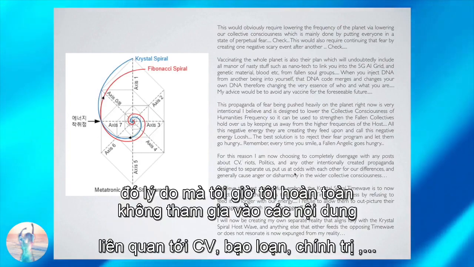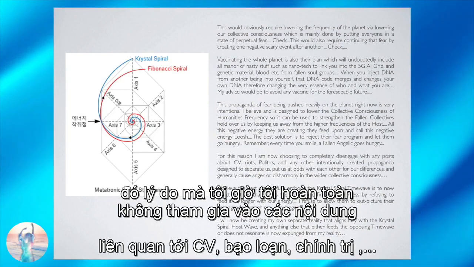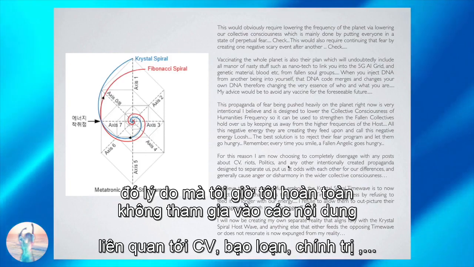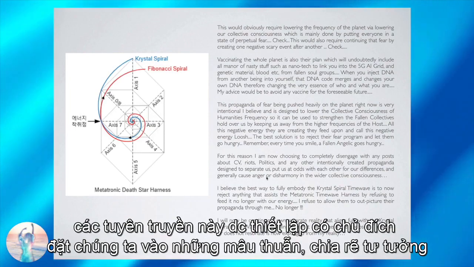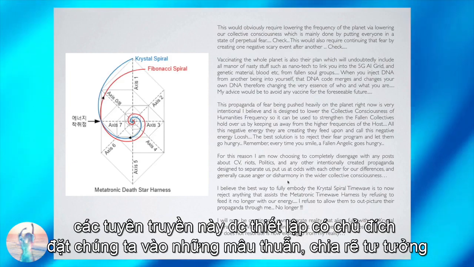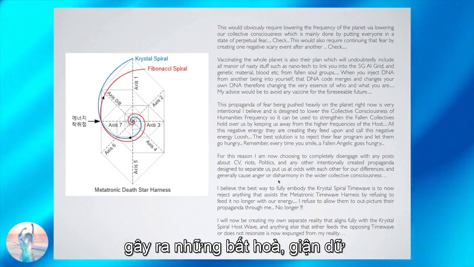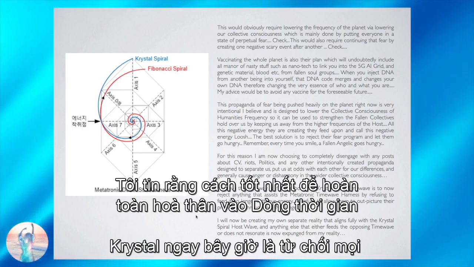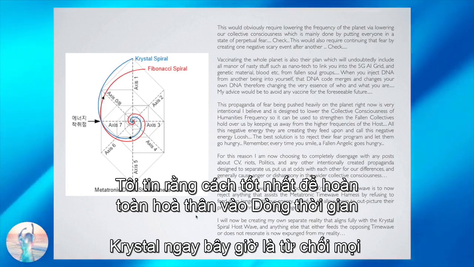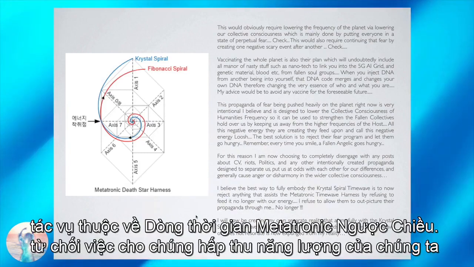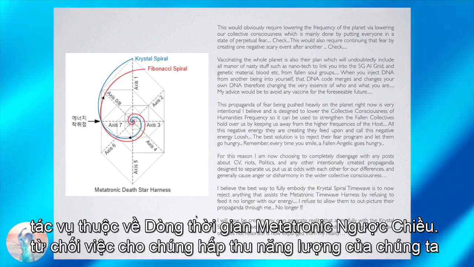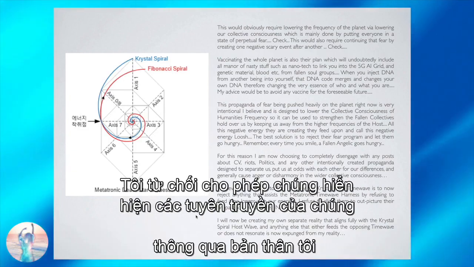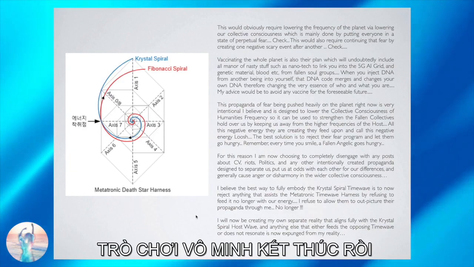For this reason, I am now choosing to completely disengage with any posts about riots, CV, I'm sure you know what that stands for, riots, politics and any other intentionally created propaganda designed to separate us, put us at odds with each other for our differences and generally cause anger or disharmony in the wider collective consciousness. I believe the best way to fully embody the crystal spiral time wave is to now reject anything that assists the Metatronic time wave harness by refusing to feed it any longer with our energy. I refuse to allow them to outpicture their propaganda through me, no longer.